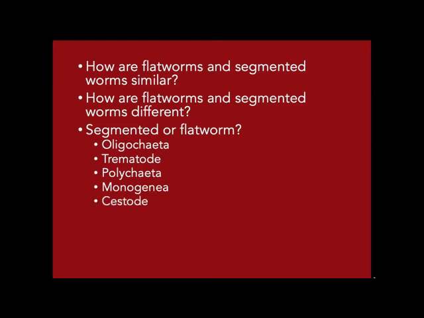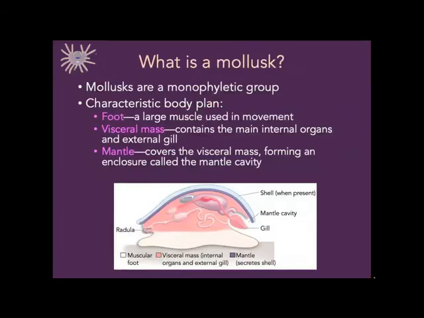Phylum Mollusca. So mollusks are a monophyletic group, and they have a body plan that has three basic components that are kind of tweaked and adjusted in each of the different lineages. They have a foot, which is down here on the bottom. It's a large muscle used in movement. They have a visceral mass, which is a big hump of flesh that contains the internal organs and the external gill. And they have a mantle, which you can see as that purple line there, that covers the visceral mass, which forms an enclosure called the mantle cavity. And sometimes that mantle will secrete a shell, if it's a mollusk with a shell.